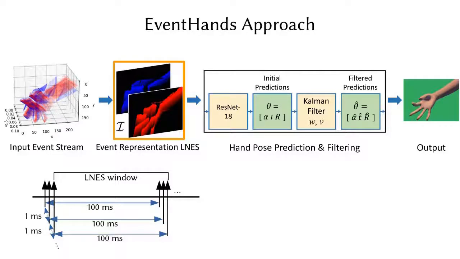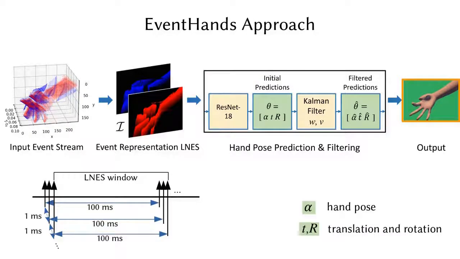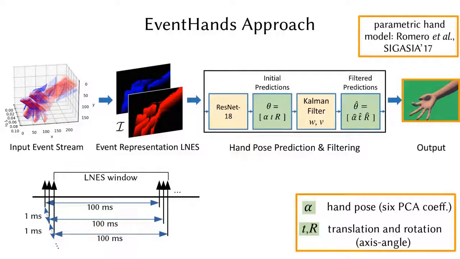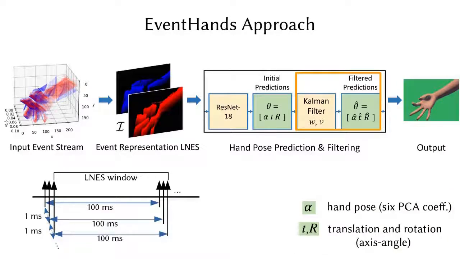To support inference at this high speed, and also high prediction accuracy, we choose to use the ResNet 18 backbone. We train our method to map LNES input to a 12-dimensional output space that encodes the hand pose and the global translation and rotation of the hand. The first 6 parameters represent the first 6 PCA coefficients of the parametric Mano hand model. The remaining 6 parameters encode global hand translation and rotation in axis angle representation. To stabilize per-frame estimates temporally, and to make the method robust to noise, we apply a Kalman filter on the network predictions.